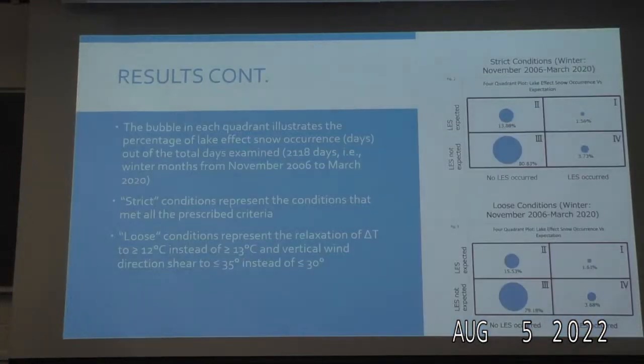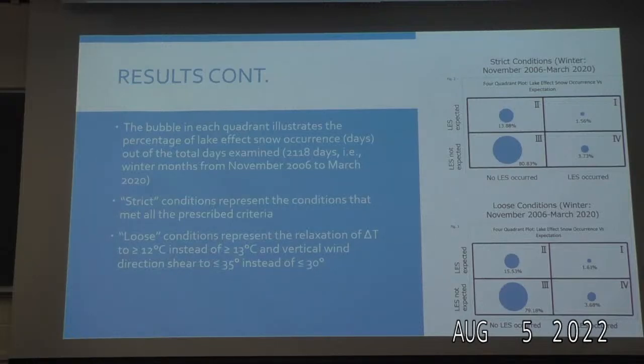So these are the plots that I got on the right, comparing strict conditions to loose conditions, and I'll explain this. Strict conditions represented that the conditions met all the criteria from table 1, so I met the 850 millibar wind speed, delta T, as well as the vertical wind direction shear. And that is that top right plot right there.